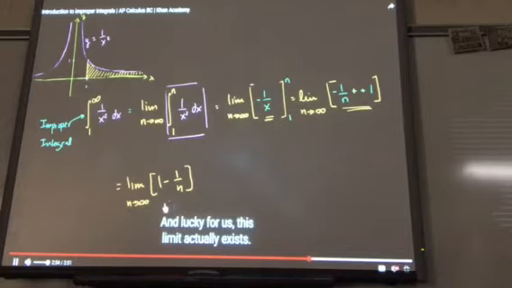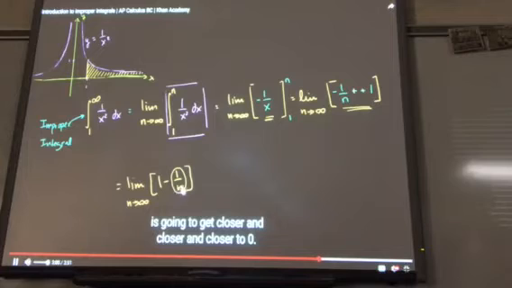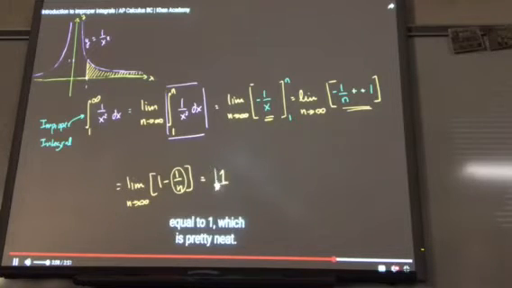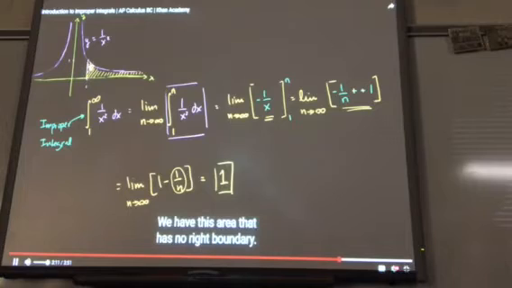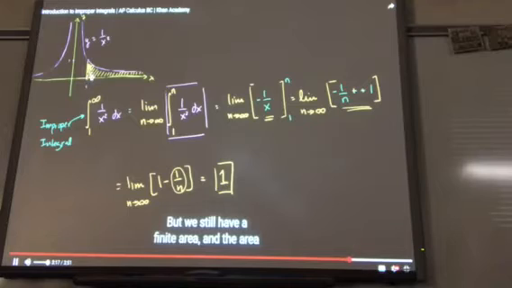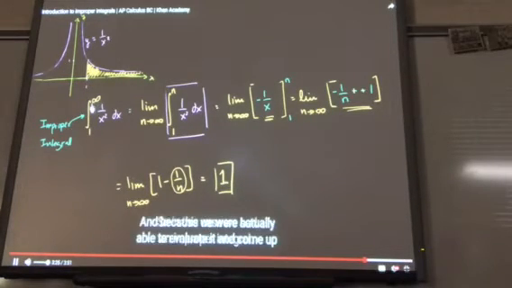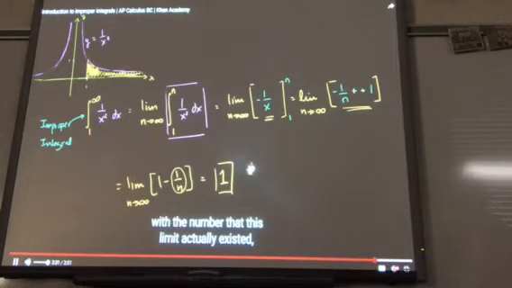And lucky for us, this limit actually exists. As n approaches infinity, this term right over here gets closer and closer to 0. 1 over infinity you can essentially view as 0. So this is equal to 1, which is pretty neat. We have this area that has no right boundary. It just keeps on going forever, but we still have a finite area, and the area is exactly equal to 1. Because we were able to evaluate it and come up with a number, the limit actually existed, so we say that this improper integral is convergent.